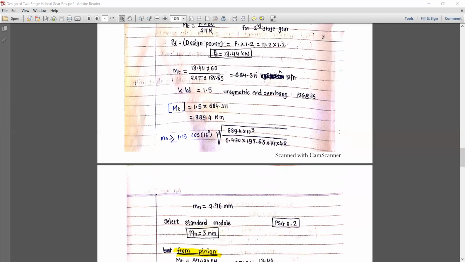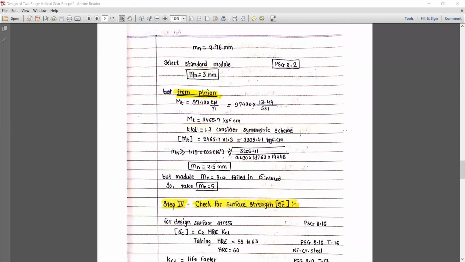So putting all the values in the equation, what we get, the normal module is equal to 2.76 mm. Okay, so referring to the standard module from PSG page number 8.2, the nearest closest normal module is 3. Okay, you can go with 3, or in the preliminary stage you can increase the module to 4 also, if it does not survive properly, or you can go with 5 also. Initially we can just check whether it survives or not.